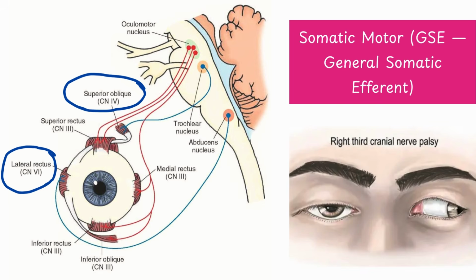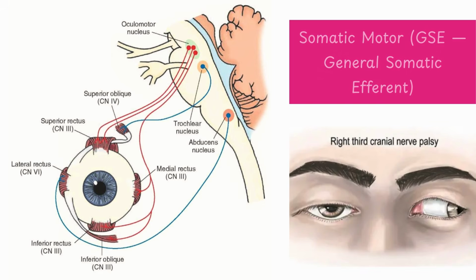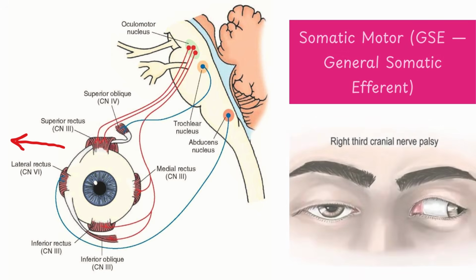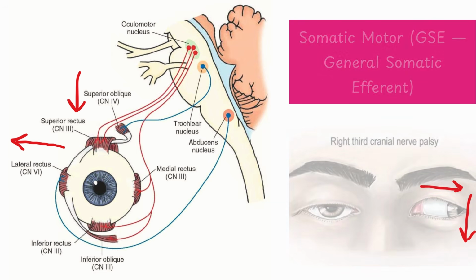The general somatic efferent fibers supply these muscles, and when they are damaged, the eyeball moves outwards and downwards. This happens because the lateral rectus is still functioning, which is supplied by the sixth nerve, and the superior oblique is functioning because it is supplied by the fourth nerve, which is going to depress the eyeball. So, the eye is going to take a downward and outward position, while the remaining muscles are affected. We'll discuss this more in detail.